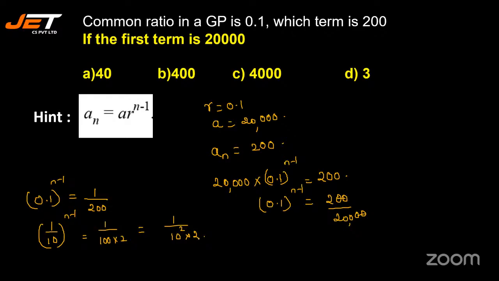So when you equate it, what you get is n minus 1 is equal to 2, right? So n is equal to, minus 1 goes to the other side, it becomes 2 plus 1, 3. So that is how you are getting n is equal to 3. All right, now let's move on to the next sum.